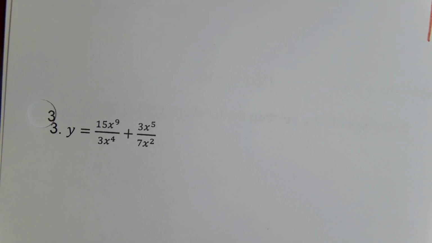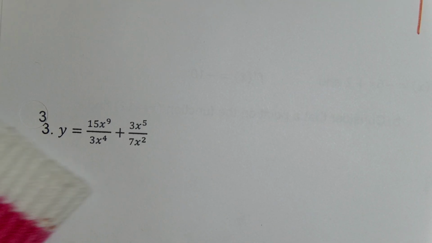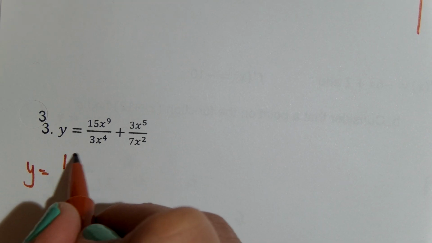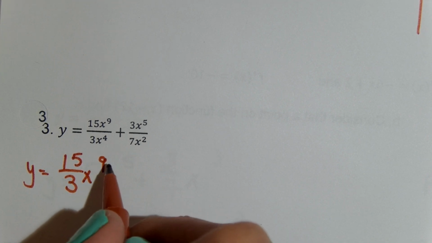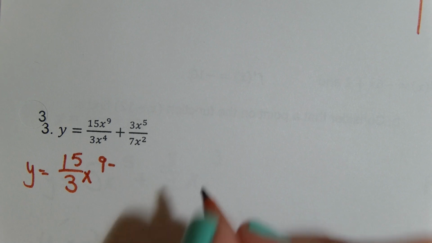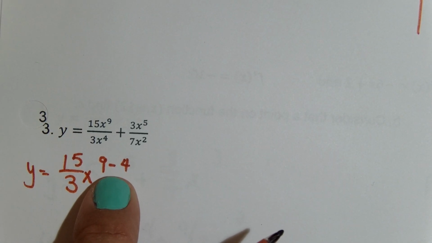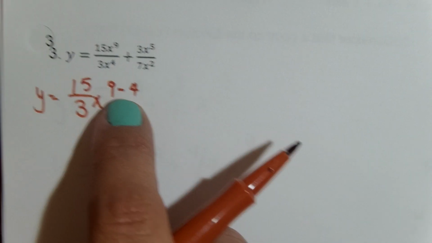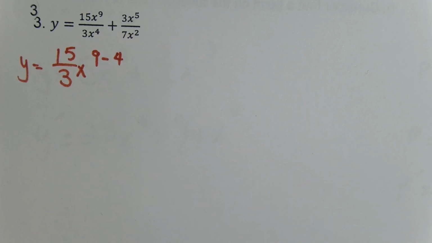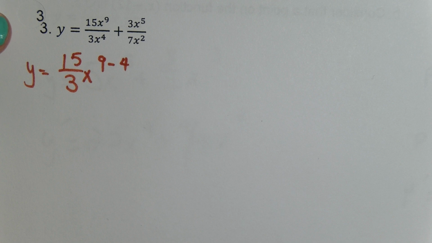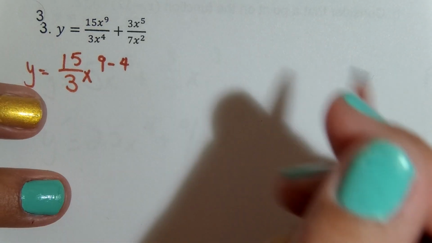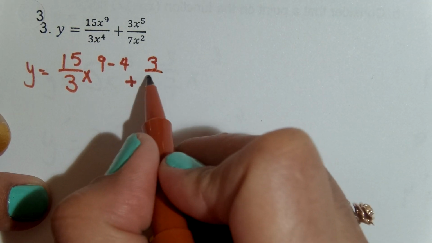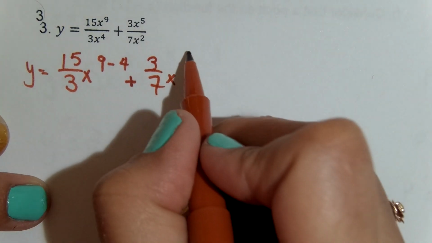Can I get somebody to do number 3? Joaquin? First off, I just bring everything down, so it's 15 over 3x to the 9 minus 2. Oh, 4. Okay. Okay, why are you doing this, Joaquin? Because it's division, and what do you do to the exponents when it's division? Multiplication. No. Subtraction. Okay? Go ahead. Then plus 3 over 7x to the 5 minus 2. Okay.